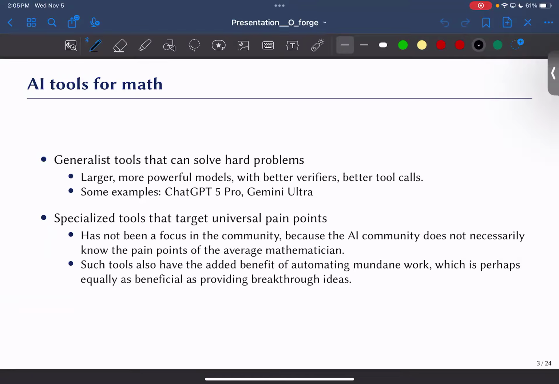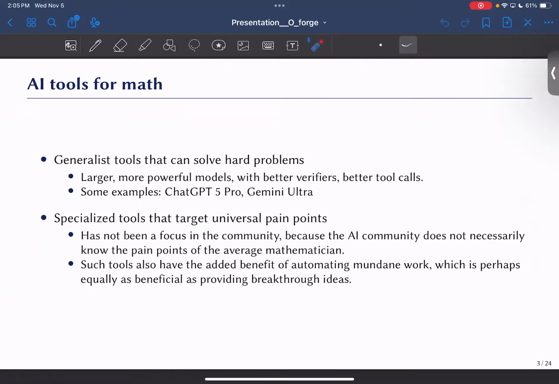Most AI companies have been targeting the first kind of questions, which is, can you solve a big millennium problem, or can you get a gold in the IMO, or solve these really hard problems that people struggle with? But very few companies are targeting the second kind, which is, can you reduce my busy work by 45 minutes so that I can think about the ideas instead of writing down some calculations I know how to do?